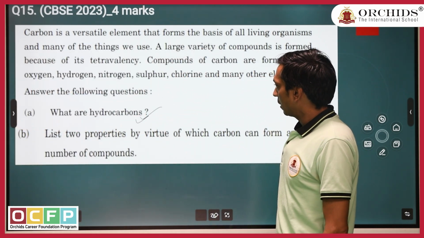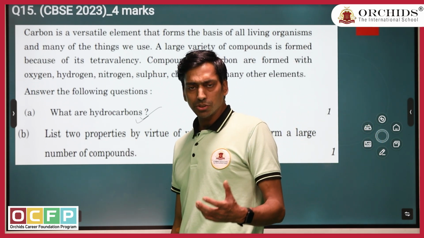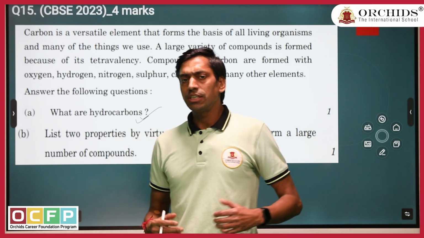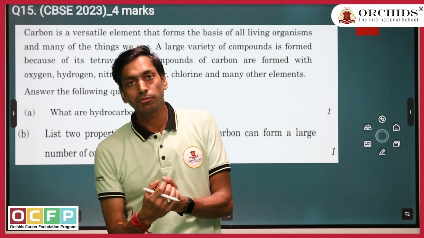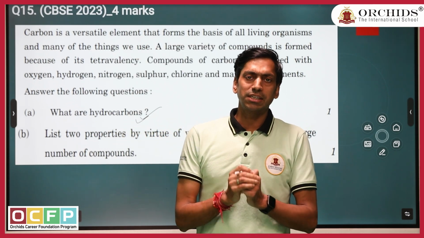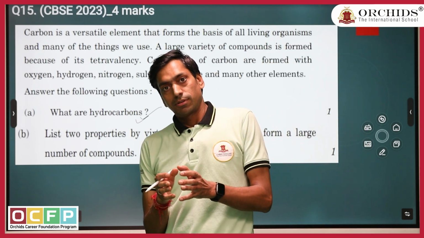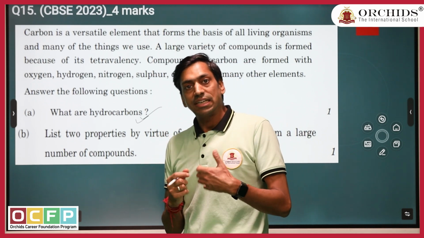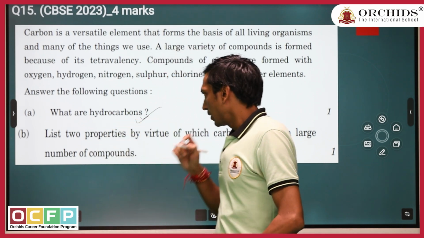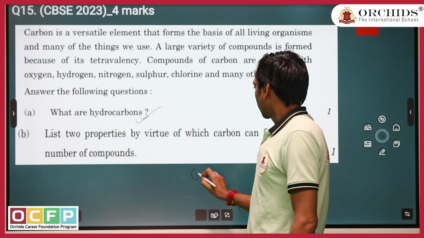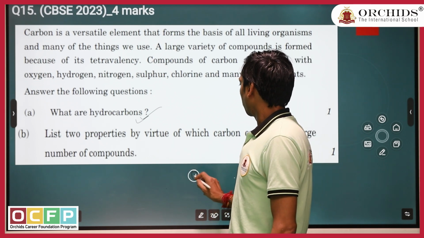Next, list 2 properties by virtue of which carbon can form a large number of compounds. That is the versatile nature of carbon. If you see our surroundings, most of the things are made up of carbon. The reason for the versatile nature of carbon is that carbon can form bonds with itself, and the bond will be very strong and stable. This unique property of carbon forming bonds with itself is called catenation. So the first property by virtue of which is catenation.